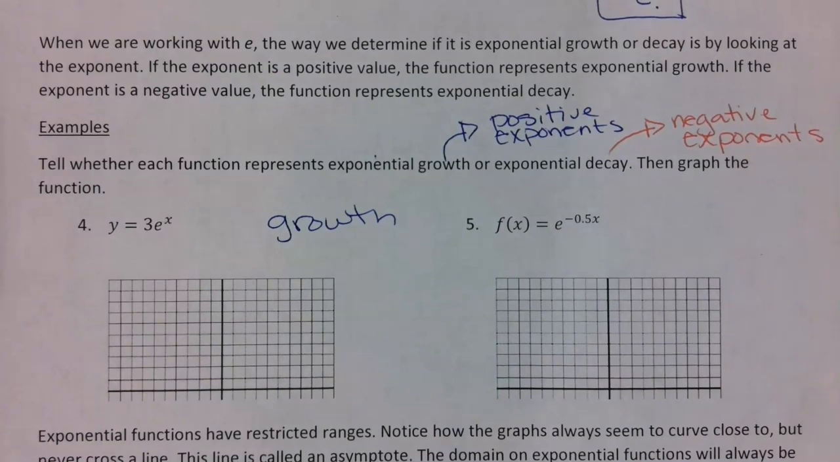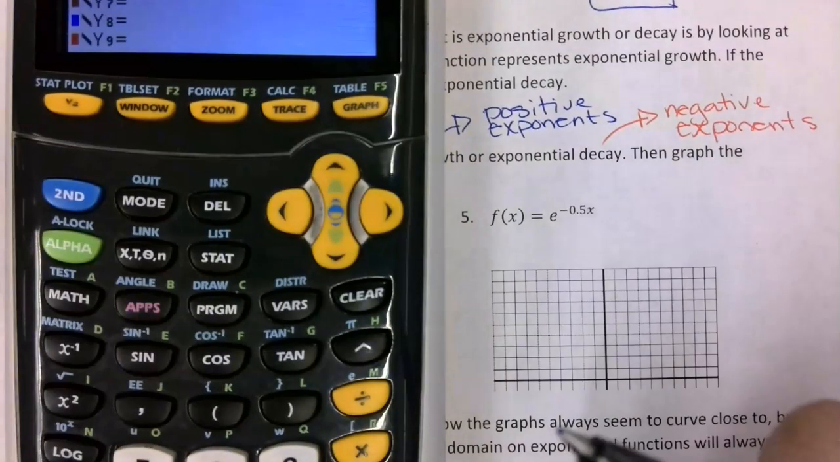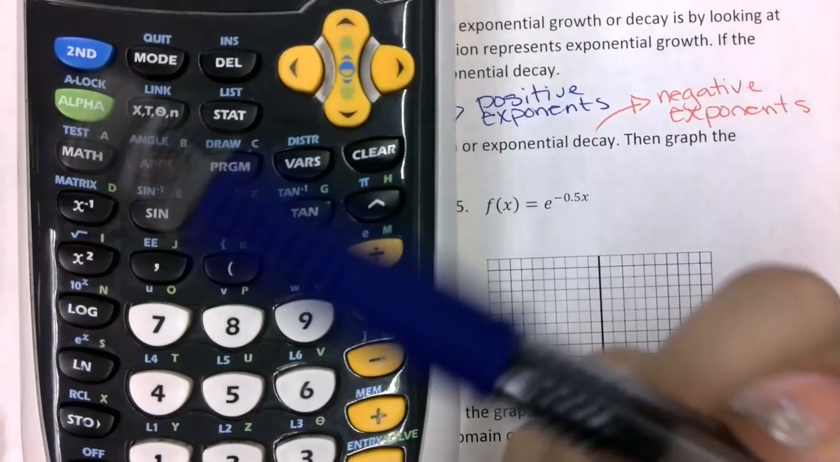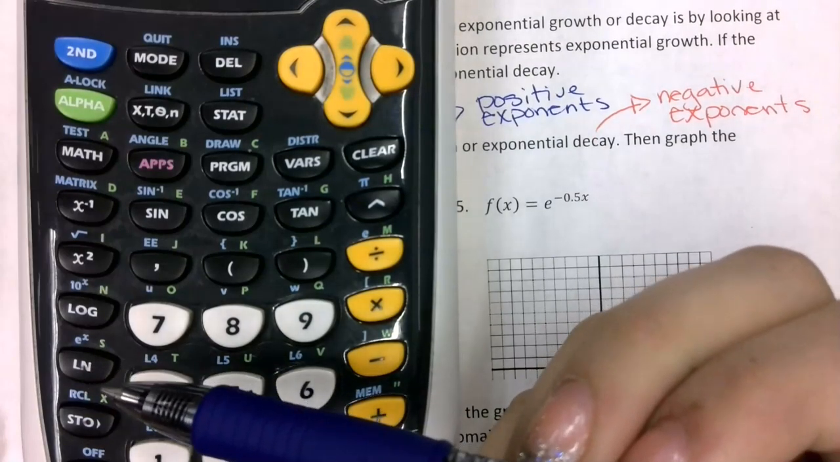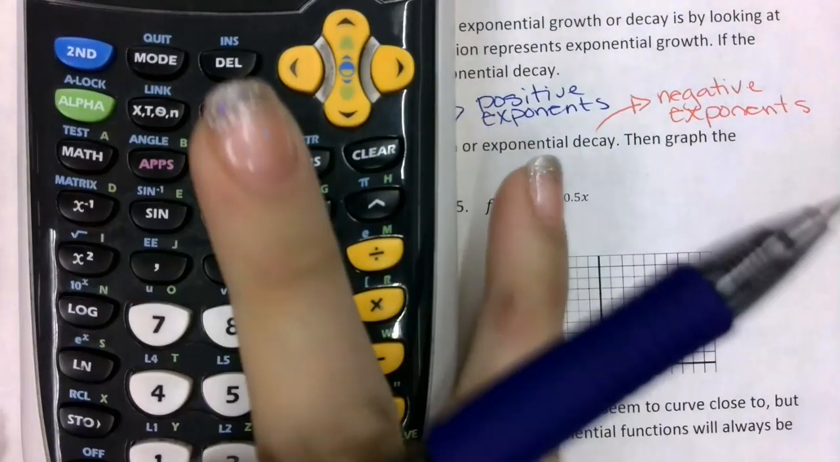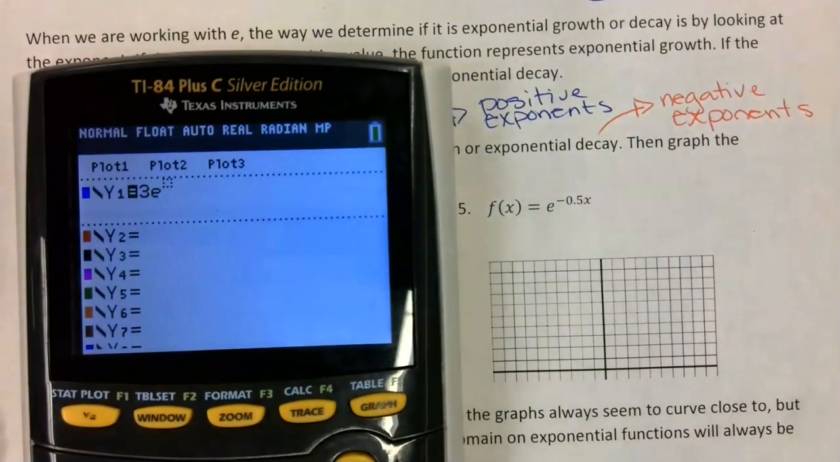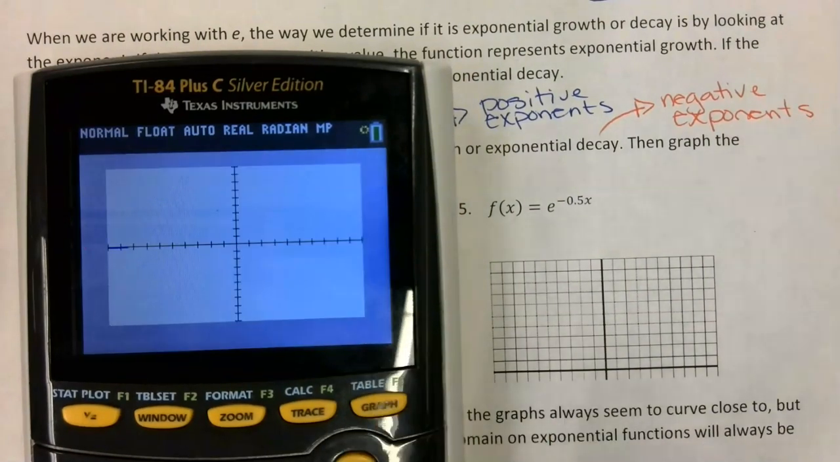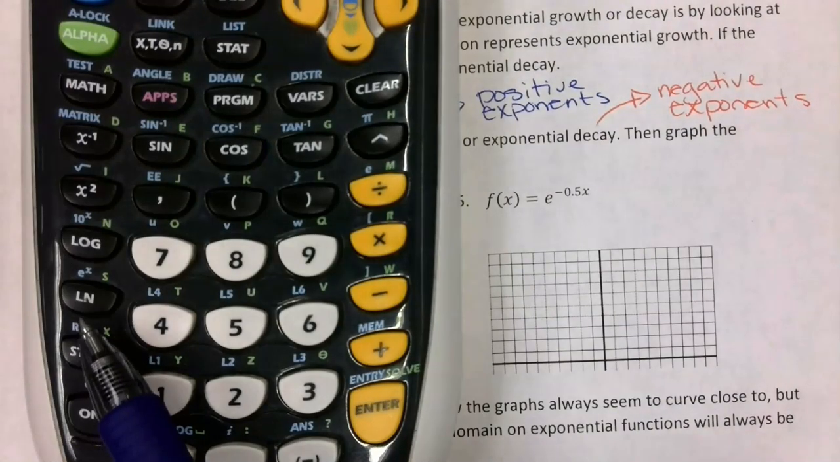Then I want to go and graph this. My calculator just restarted. The e button, you have to press second, and it's right above the LN, way at the bottom. Right here. Okay. Then I want to go and graph it.